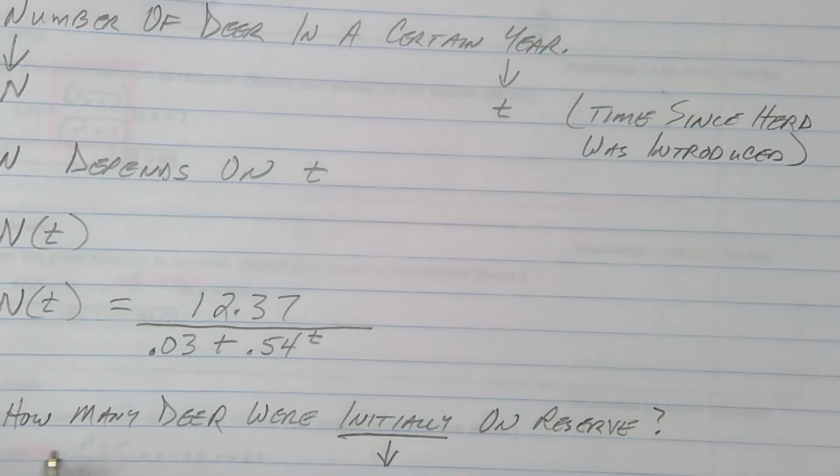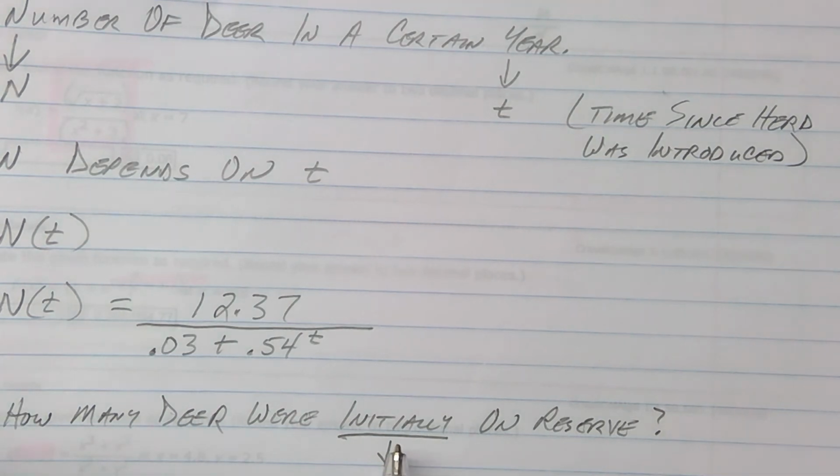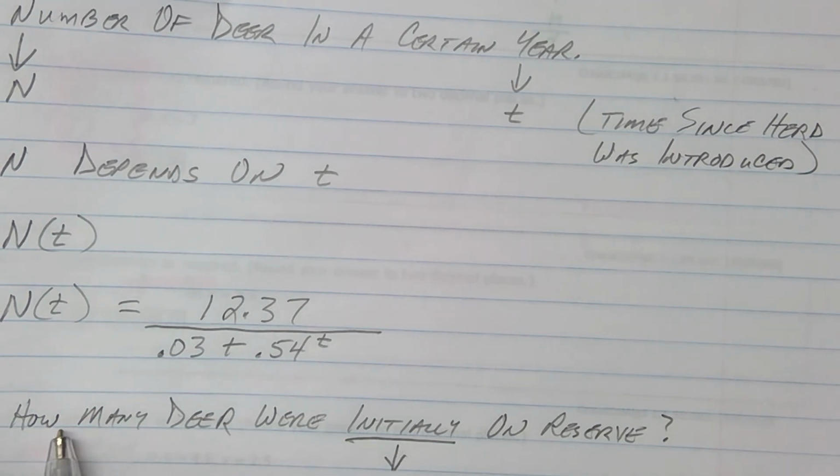Okay, here's kind of a brain teaser. Lots of times they'll ask you, well, how many deer did you start with? How many deer were initially on the reserve? Initially means at the beginning. Like, maybe they brought them out there in a cattle trailer or something like that, and they dumped them in the forest. Well, how many deer did you initially dump in the forest?